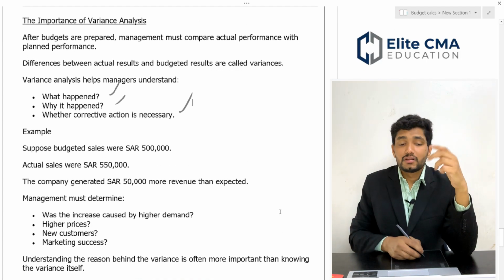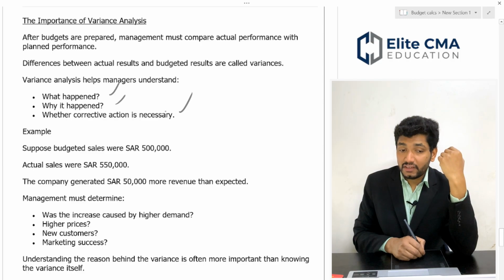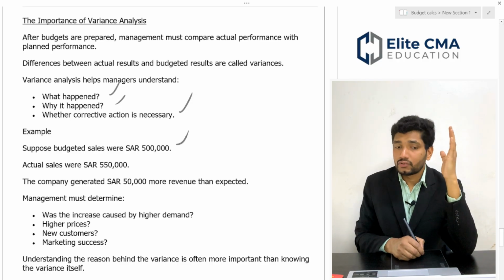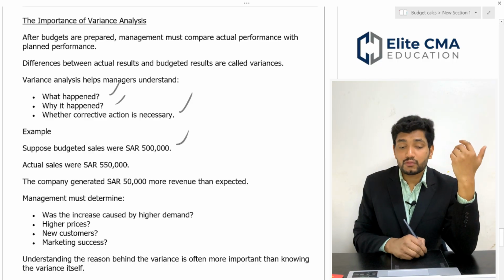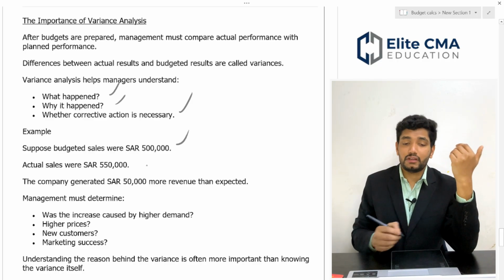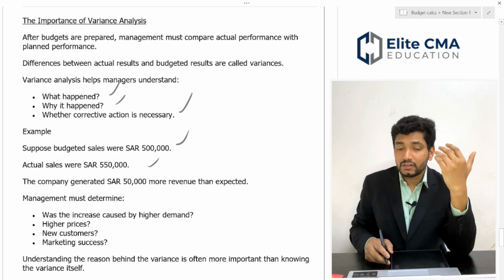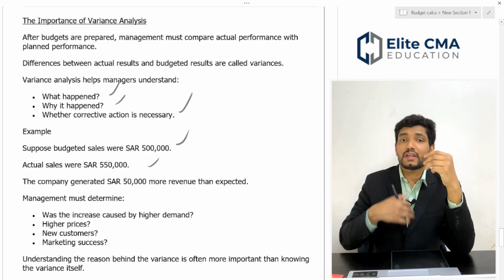For example, suppose the budgeted sales were $500,000 and the actual sales were $550,000. So compared to budget, the company generated $50,000 more revenue than they expected.